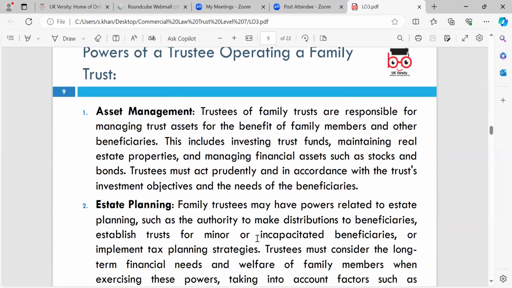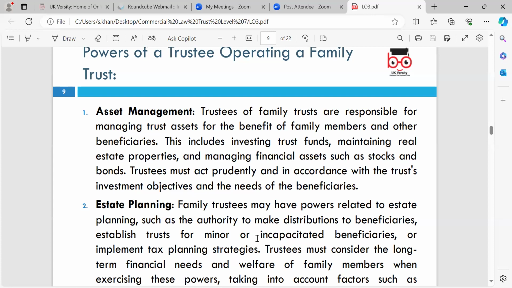Asset management. Trustees of family trusts are responsible for managing trust assets for the benefit of family members and other beneficiaries. These include investing trust funds, maintaining real estate properties, and managing financial assets such as stocks and bonds. Trustees must act prudently and in accordance with the trust's investment objectives and the needs of the beneficiaries.